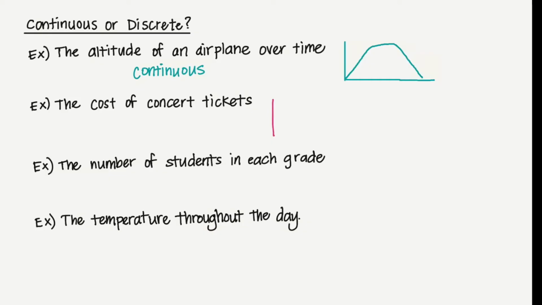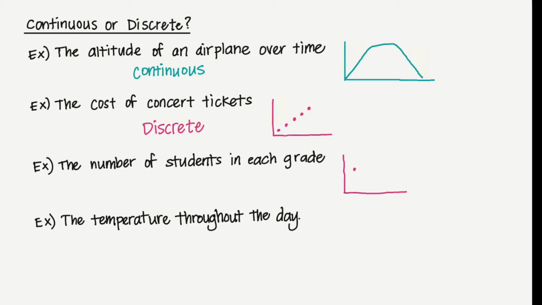Next is the cost of concert tickets. So I would have the price of 1 ticket and 2 tickets and 3 tickets and 4 tickets and so on, right? So this is going to be discrete because I don't know the price of 1.5 tickets, if that makes sense. Next is the number of students in each grade.